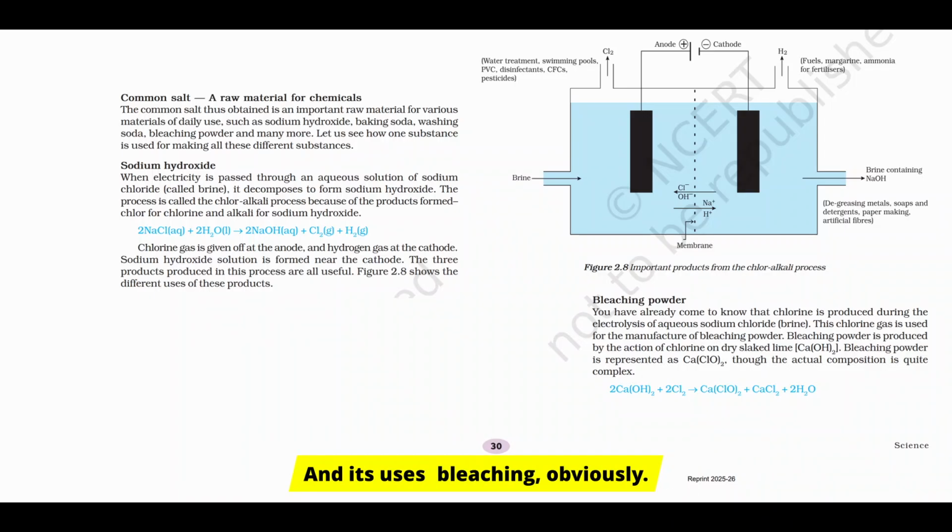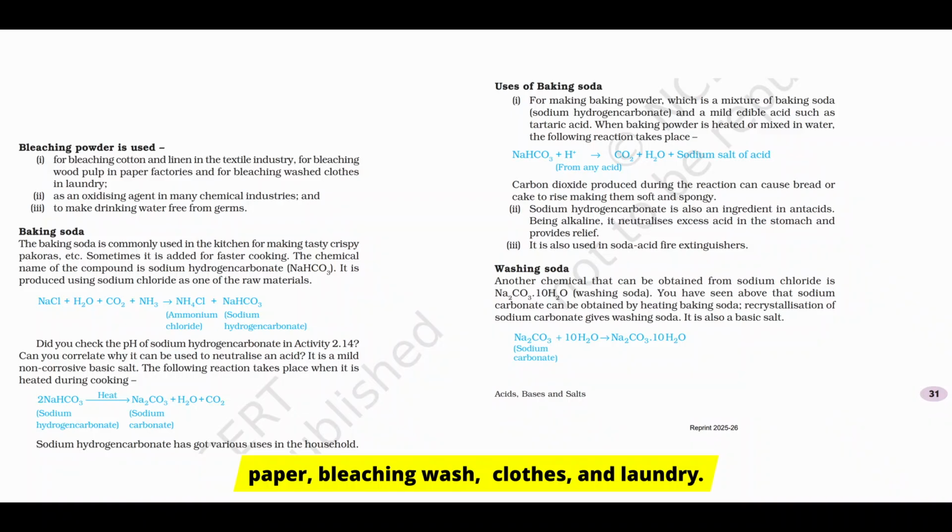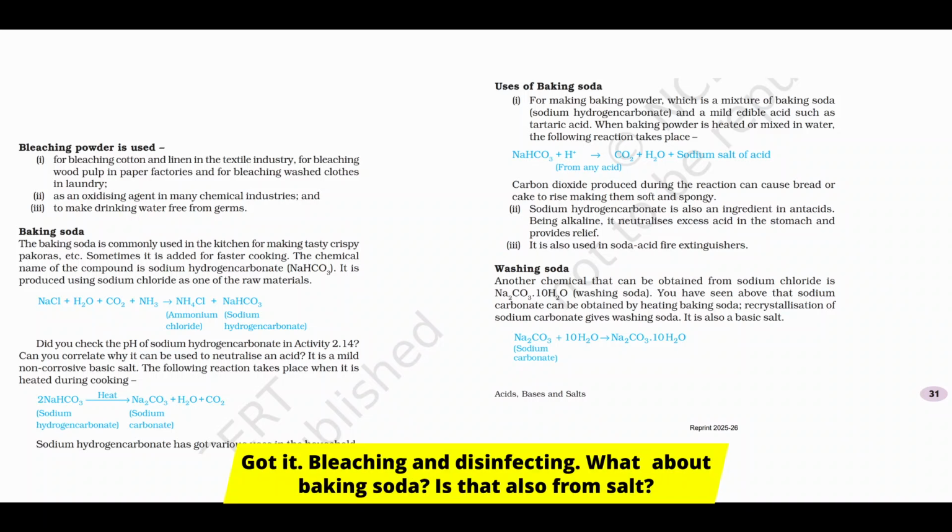And its uses? Bleaching, obviously. Yes, primarily. Bleaching cotton and linen in the textile industry, bleaching wood pulp for making paper, bleaching washed clothes in laundry. But also, it's a strong oxidizing agent used in many chemical industries, and critically for disinfecting drinking water to kill germs. Very important public health application. Got it. Bleaching and disinfecting.